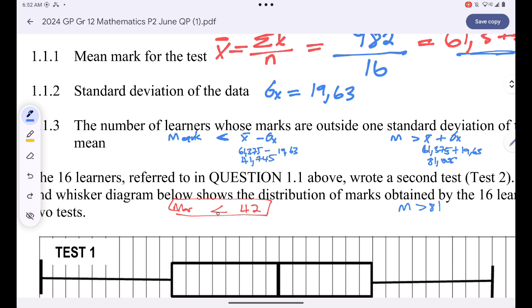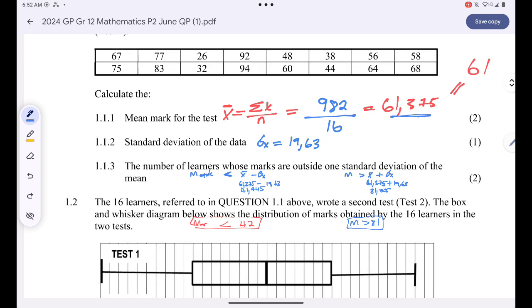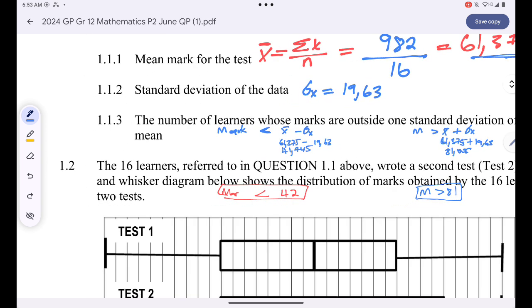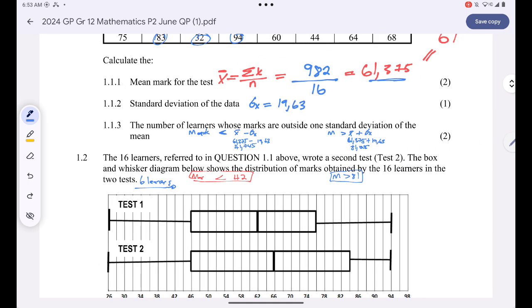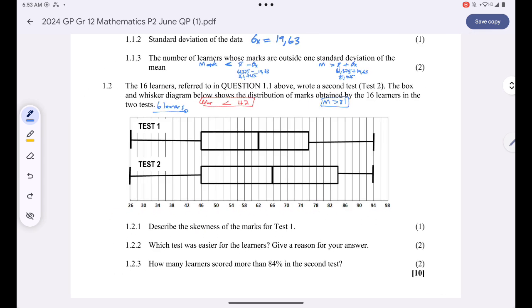Those who got less than 42 are 1 standard deviation away from the mean, and those who got above 81 are also 1 standard deviation away from the mean. Those who got less than 42 are here: that's number 1, number 2, number 3. And then those who got above 81, that's just 1, 2, 3. So we only have 6 learners whose marks are just 1 standard deviation away from the mean.